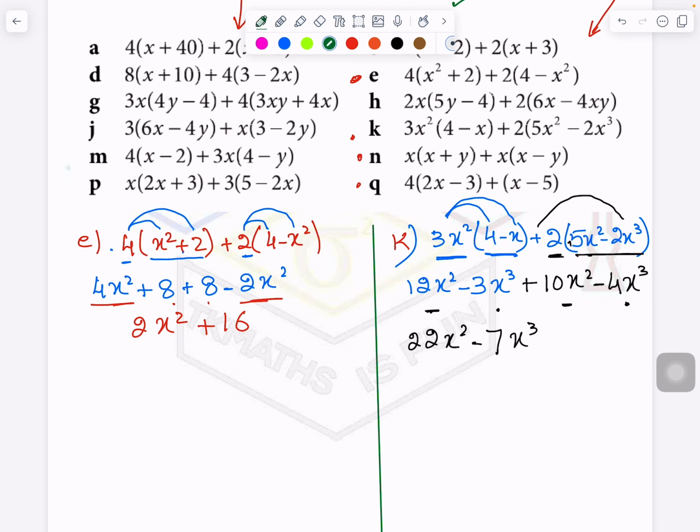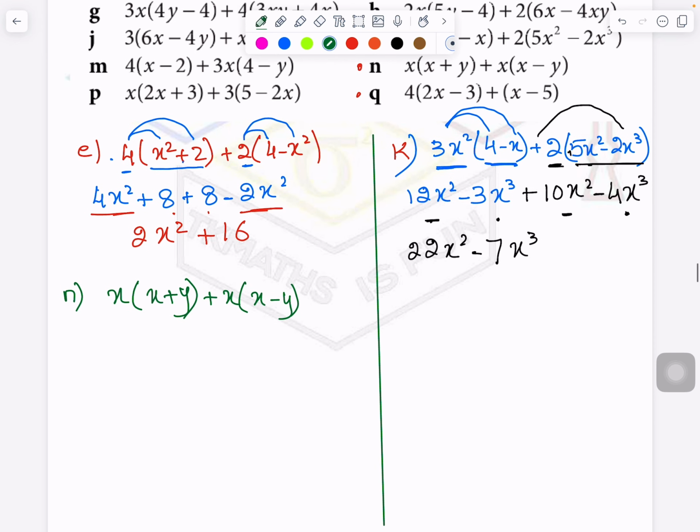Now let's do part n. I'm sure now you're getting it and you are solving mentally with me and faster. In next video, I will make it little more advanced. Okay. So now this time x will multiply by this. X multiplied by x is x square. X multiplied by y is xy. Second, x multiplied by x is x square. Now here sign is different, so it will be minus xy.